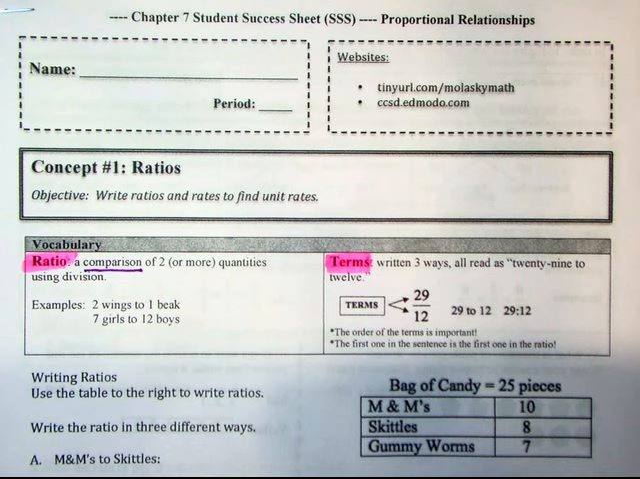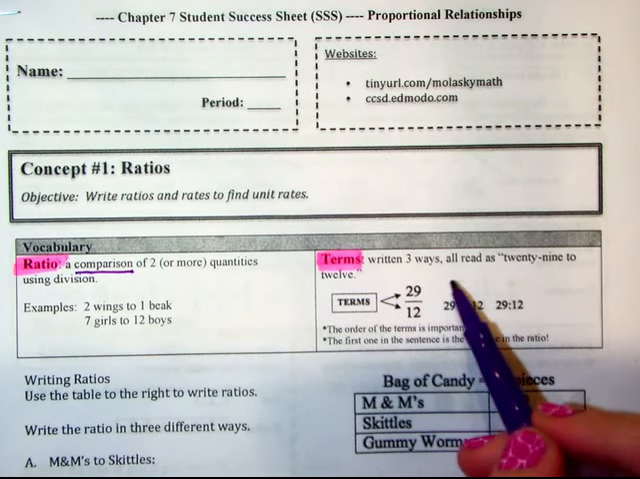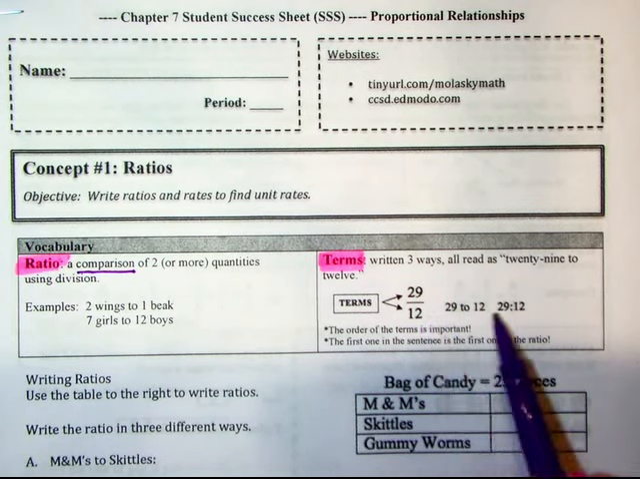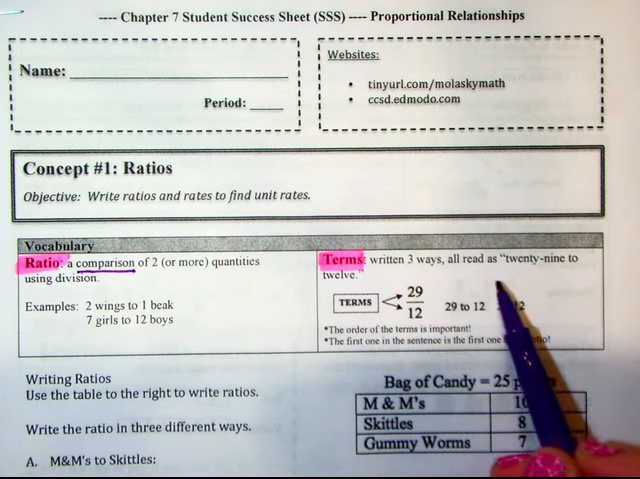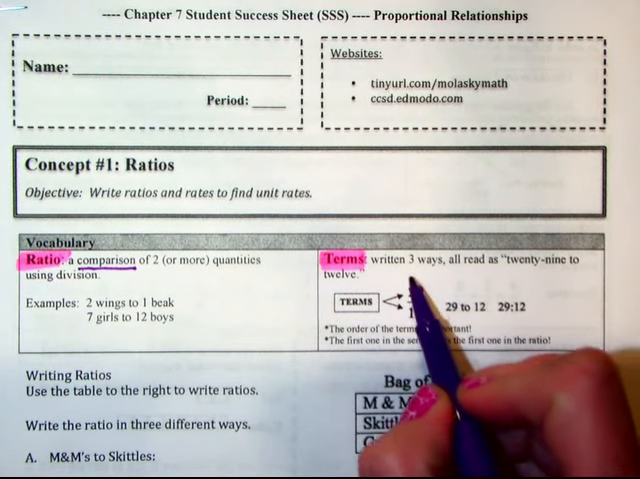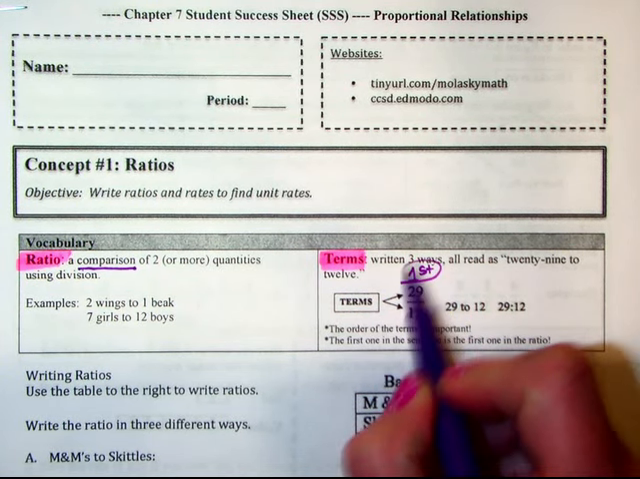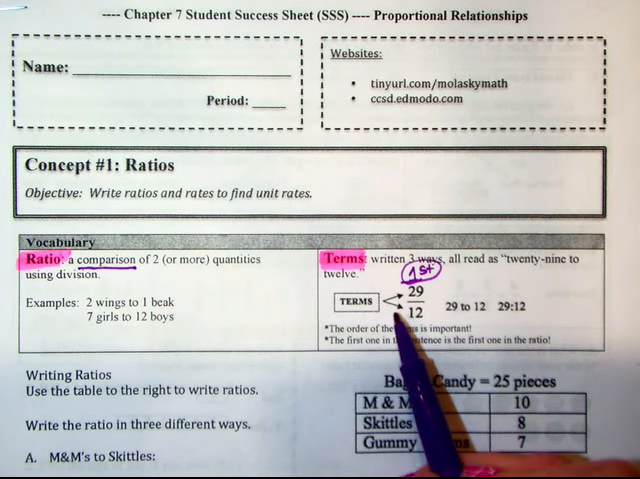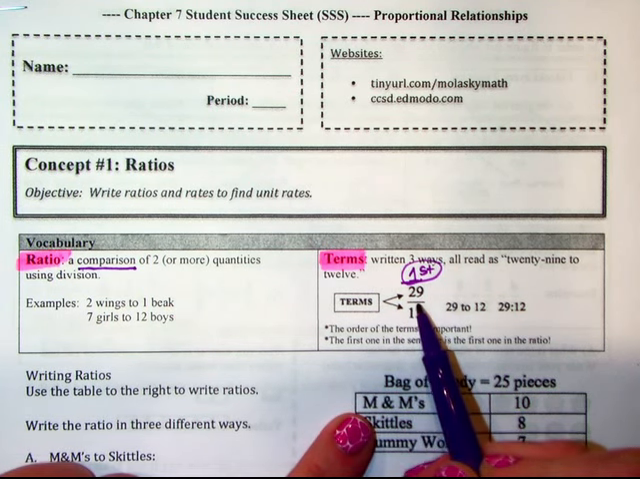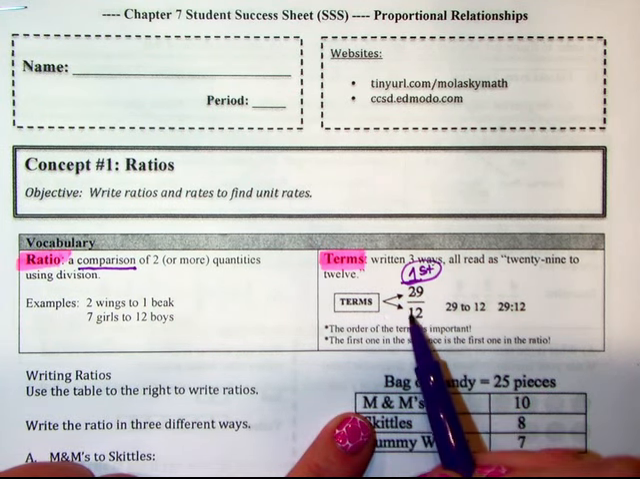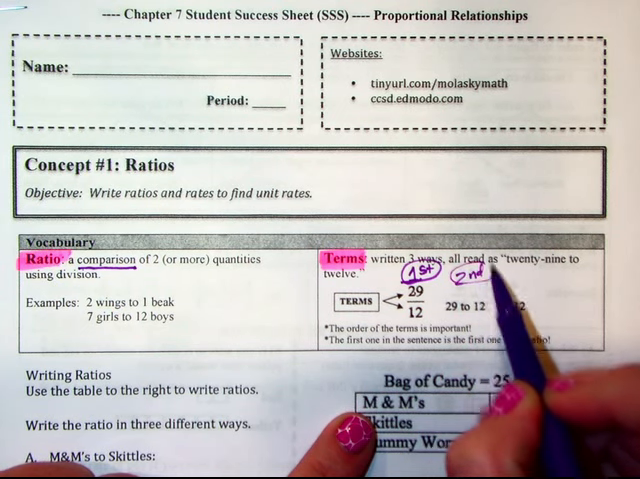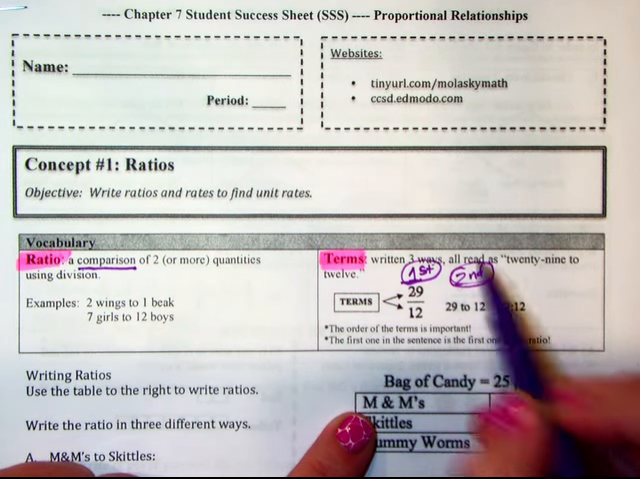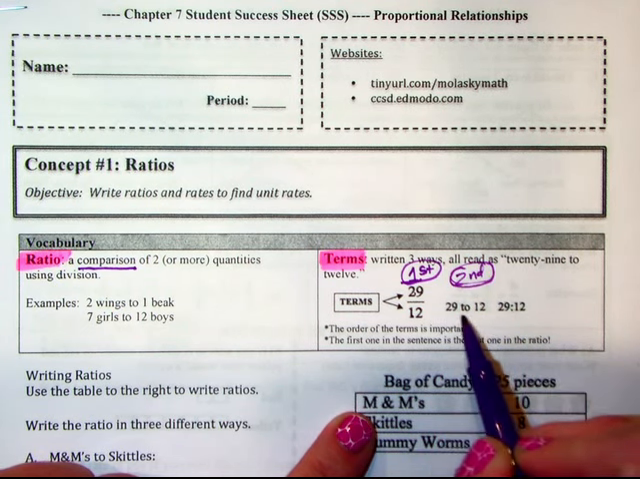Our second vocabulary word is terms. So we either highlight the word or underline it. Terms. A ratio is written 3 ways, and all 3 of these are read as 29 to 12. The first way is 29 over 12 with the fraction bar. 29 is a term and 12 is a term. Here is the second way: 29 to 12 with the word to.